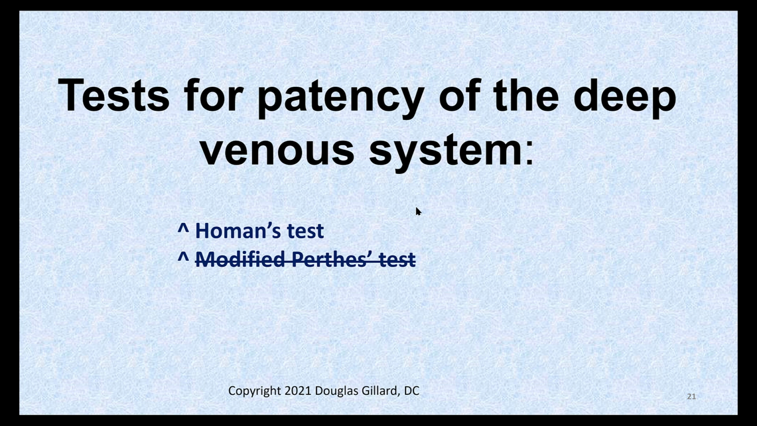All right, the tests for this, really the lecture is over. These tests are really for board purposes. I wouldn't do either of these tests. You can maybe do the Homan's test just to kind of cover your butt, but it's really a worthless test. Modified Perthes test, probably that's not going to be on boards. It's a better test, but I worry that by pressurizing the deep system, you might cause a thrombus to break loose and cause a DVT. So I took that out. That's just getting too risky.